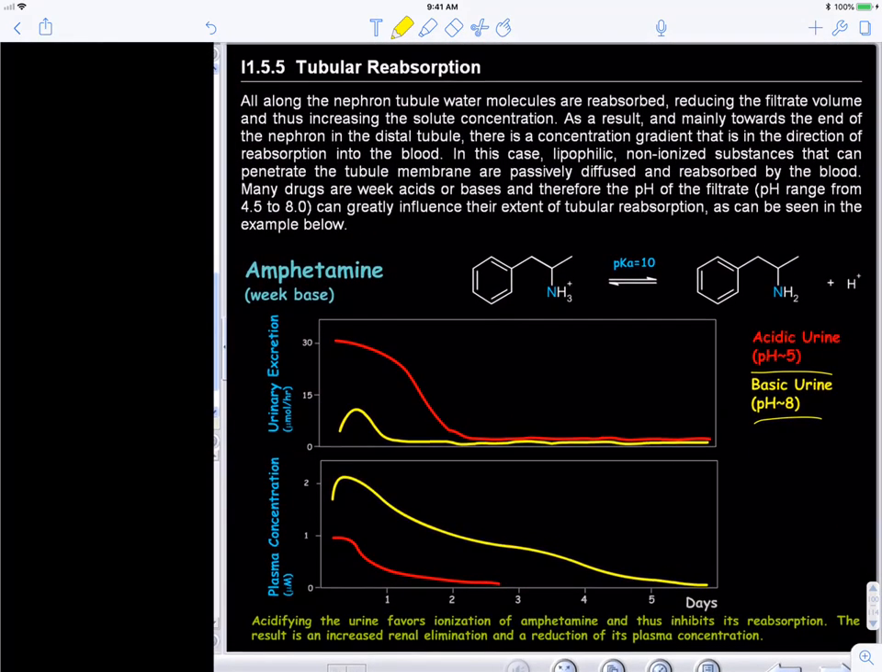The other important phenomenon is tubular reabsorption that happens in the distal portion of the tubule, so far away from the glomerulus. And so in this case, what happens is that molecules that are lipophilic and uncharged get reabsorbed into the bloodstream.